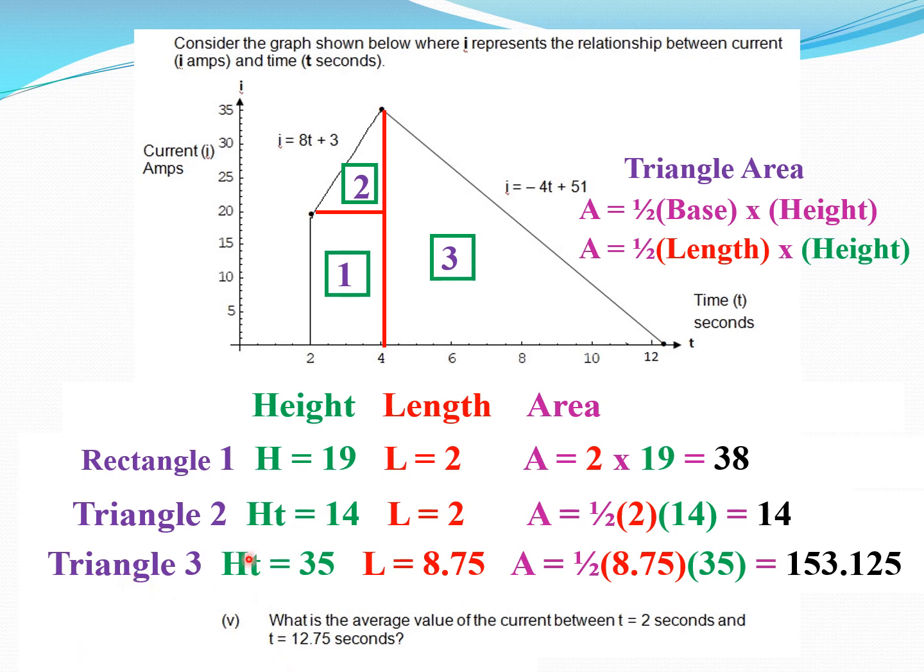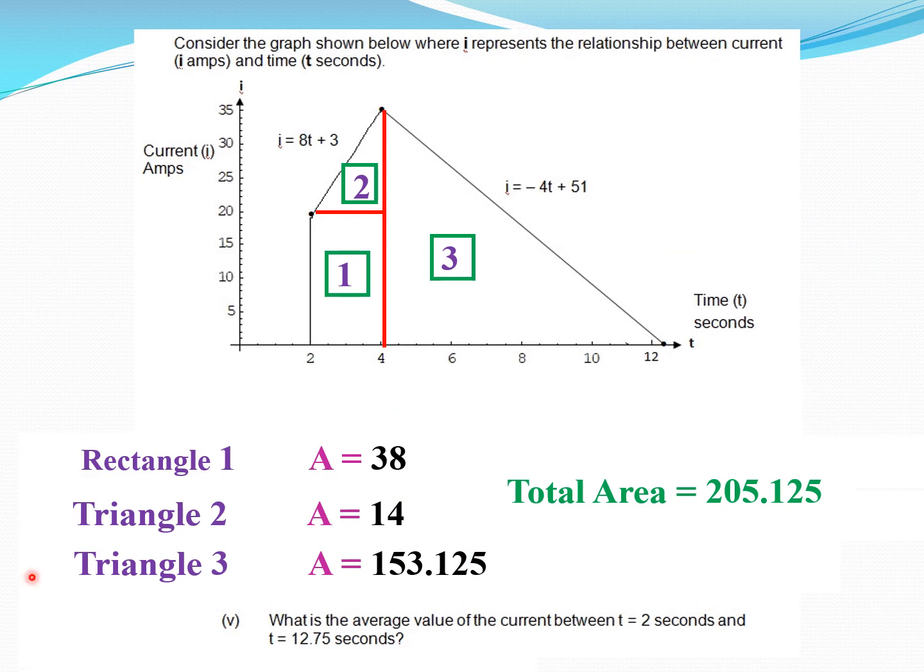Likewise for triangle number 3, height is 35, length 8.75, area is half of 8.75 times 35, and you can check that out. That area is 153.125. So again, summarizing the areas that we just found, rectangle number 1, area 38, triangle number 2, area is 14, triangle number 3, area is 153.125.